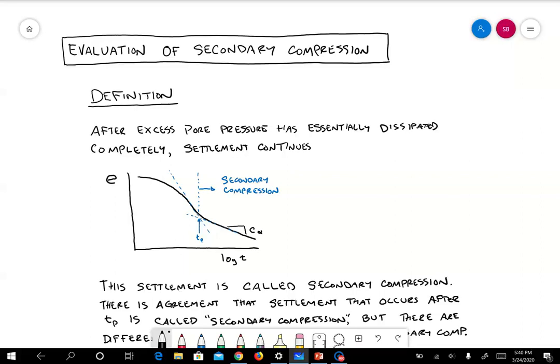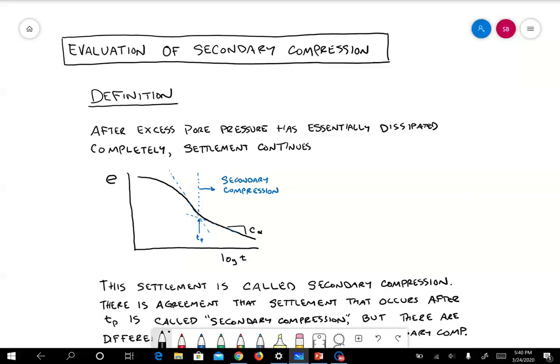So the basic idea is that after excess pore pressure has basically already all dissipated, right? We already know from Terzaghi's 1D consolidation solution, it actually takes an infinite amount of time for all of the pore pressure to dissipate, but we get to a point where there's basically no more pore pressure. Well, after that happens, the soil continues settling. So we're talking about this part of the curve right there that's following the mouse cursor. And that settlement follows a slope of C alpha.